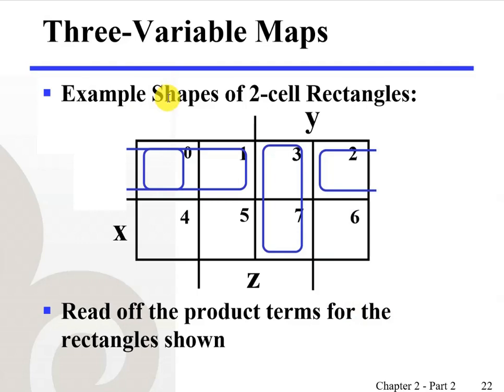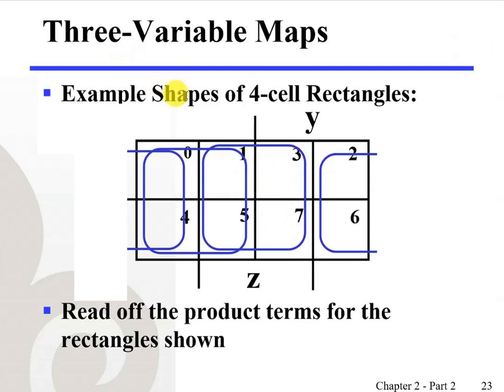Here we have example shapes of 2-cell rectangles defining the adjacent cells. So 3, 7. Okay, 2 and then 0. And then this 2-cell grouping defines 0 and then 1. Each grouping reads off a product term for these rectangles.